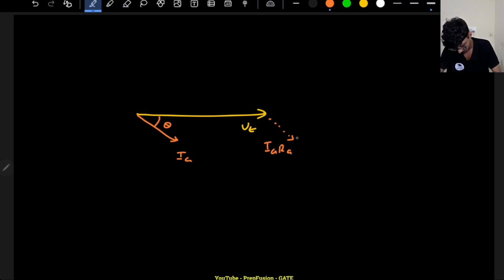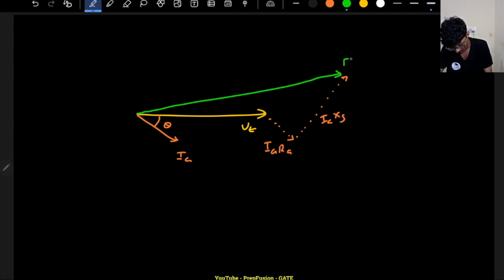and this will be bigger, right? This drop will be bigger because the synchronous reactance will be very high. This will be Ia Xs, and this will be my E. So this will be my delta angle and this will be my psi angle, right? So my psi will be simply theta plus delta, that's it.